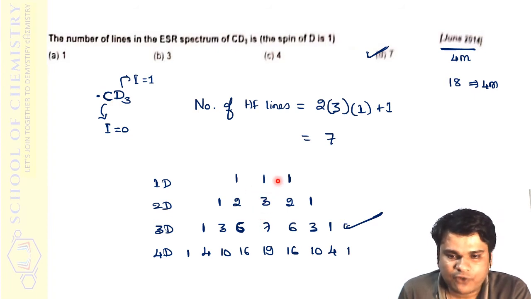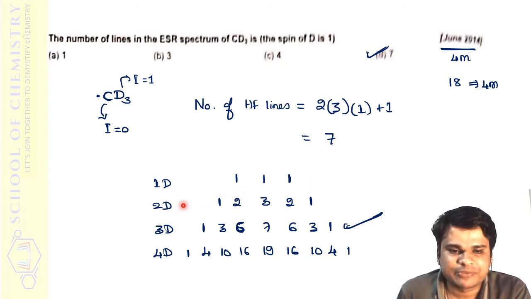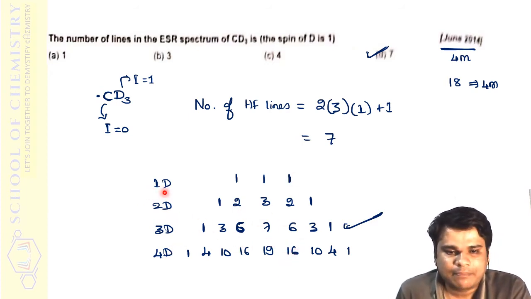Just for your information, I have included how the signal would split if 1 deuterium is causing splitting, how it would split if it is 2, and how it would split if it is 3. That has been included here. So in the 1 deuterium case, it is 1:1:1, right? So this is non-Pascalian behavior.